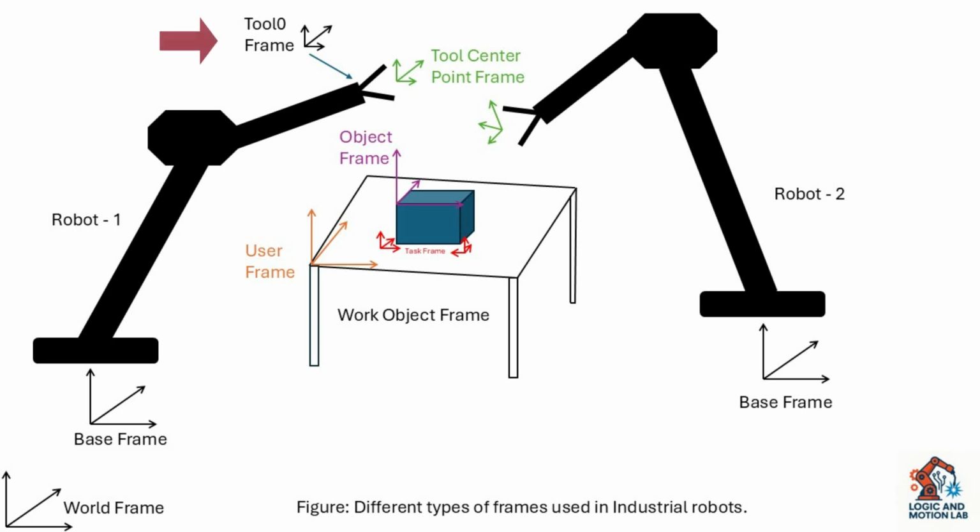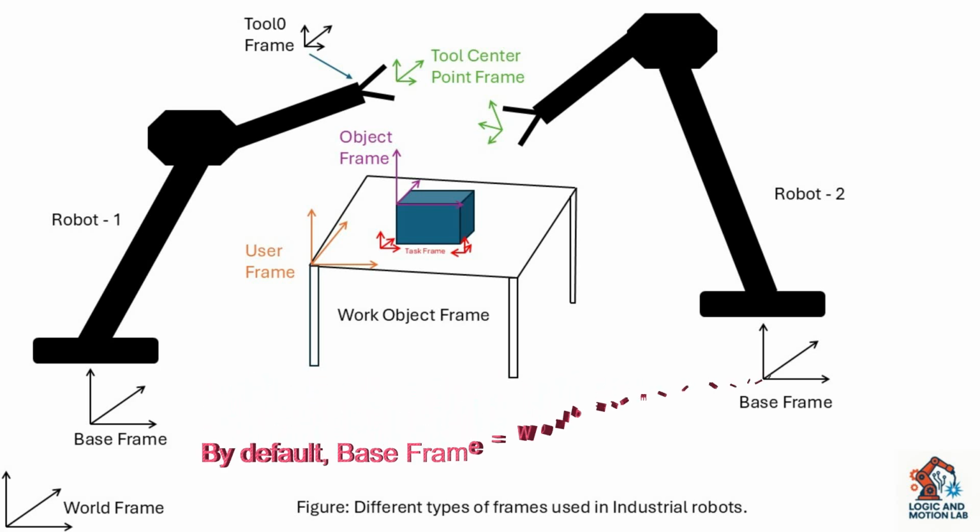So normally in a robot, if you don't define the wall frame and the work object frame, both will be equal to the base frame. If your work object frame is 0, then the base frame and work object frame will be the same. And if you don't define the wall frame, it will also be the same as the base frame.